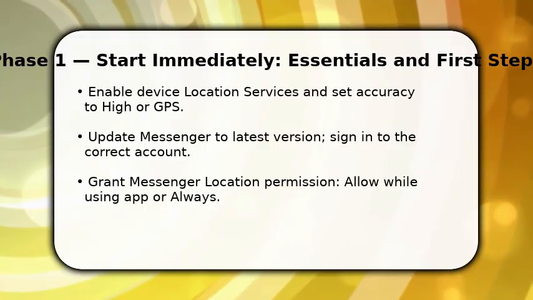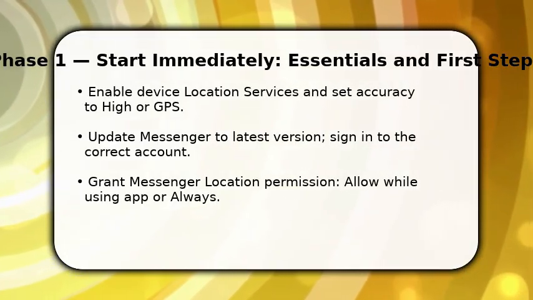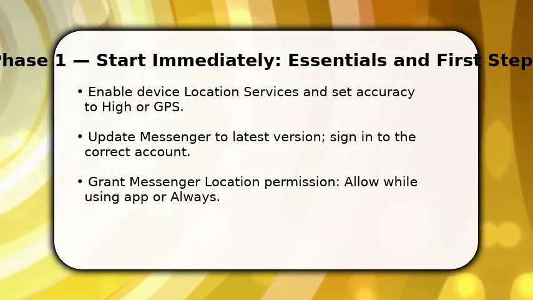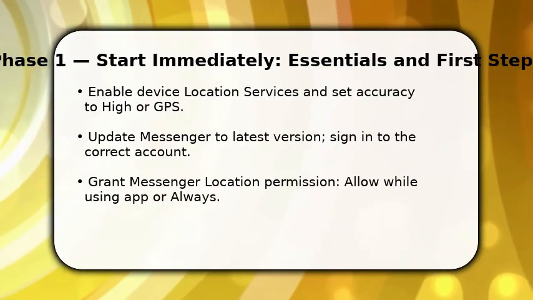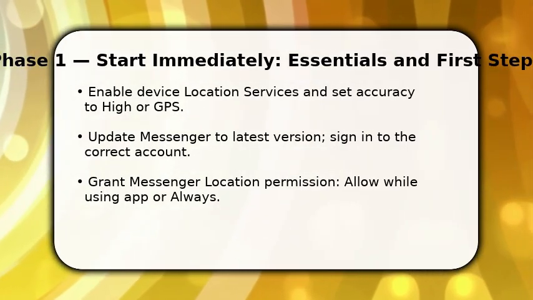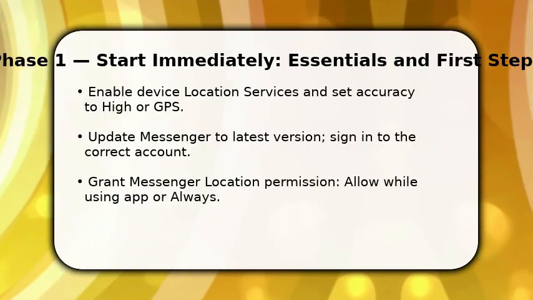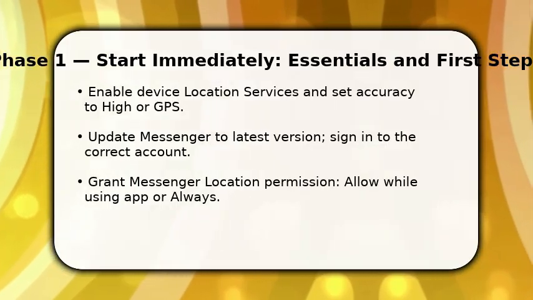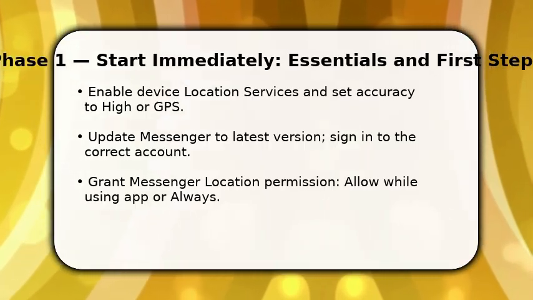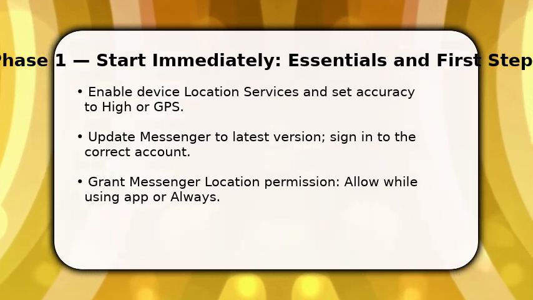You begin by preparing your device and app. This matters because live location needs GPS and permissions to work reliably. Once done, open Messenger and verify you're signed into the right account. Make sure location services are on and set to high accuracy, then update the app if needed. Finally, grant Messenger the location permission, either while using the app or always, so you can share a live position without interruptions. This is the first actionable step to start tracking.